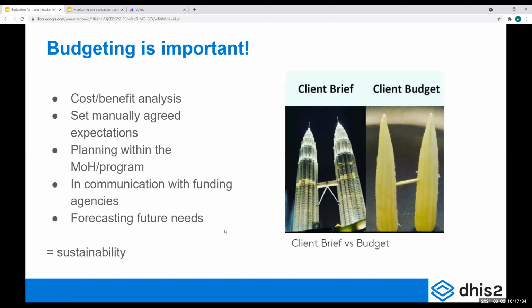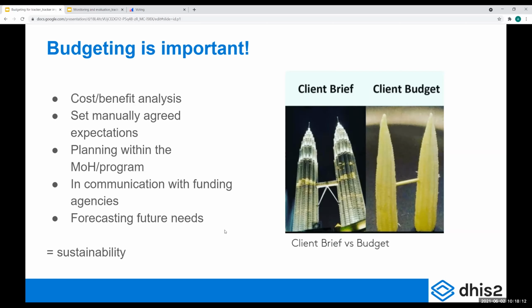So budgeting is really important in a project. Budgeting properly and early is important for more than one reason. It's important for more than just making sure that you have enough money for your project. It also serves as a tool for conducting a cost-benefit analysis in the beginning, meaning that you do a conscious evaluation of whether the benefits outweigh the cost of doing the project. So is the investment worth it?